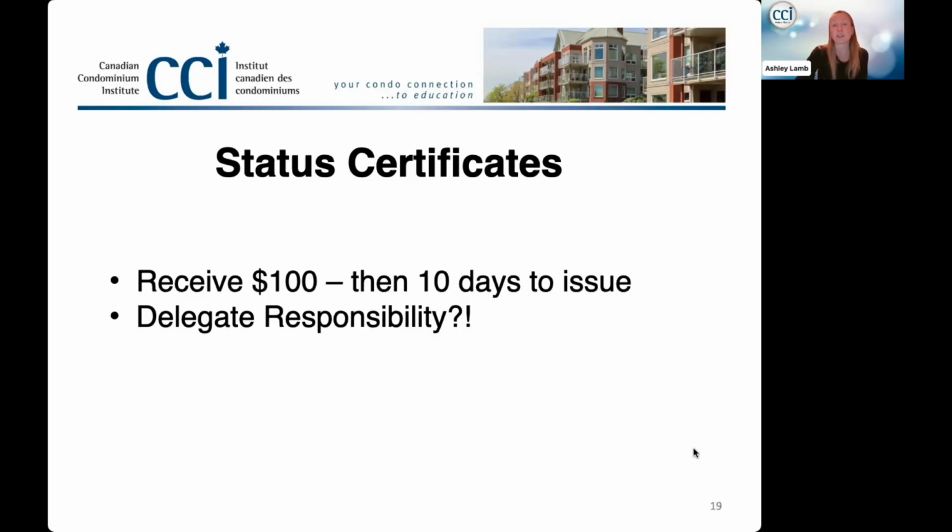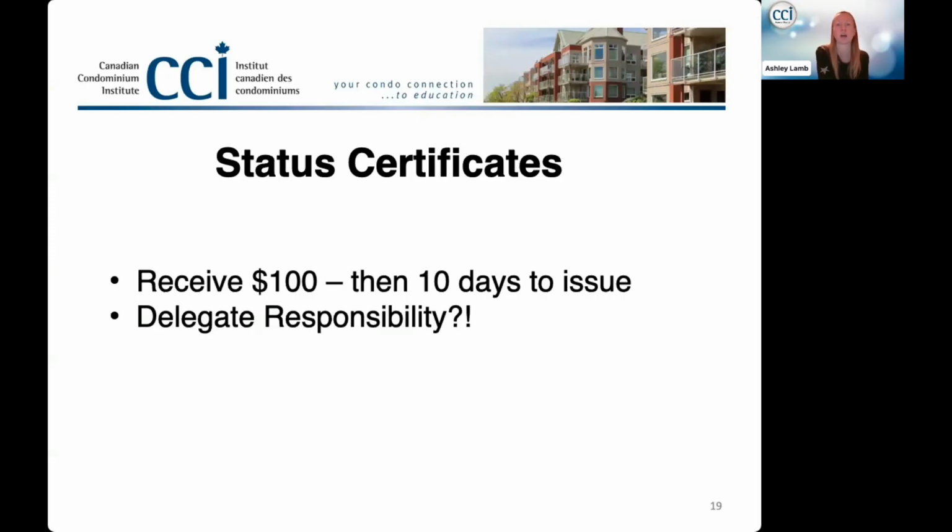Now, the status certificate is made up of two parts, the certificate part and the attachments. The responsibility of the board of directors with regard to the status certificate is set out in the bylaws. And the bylaw allows the board to delegate the signing of the certificates. And this is done by a motion at a board meeting.